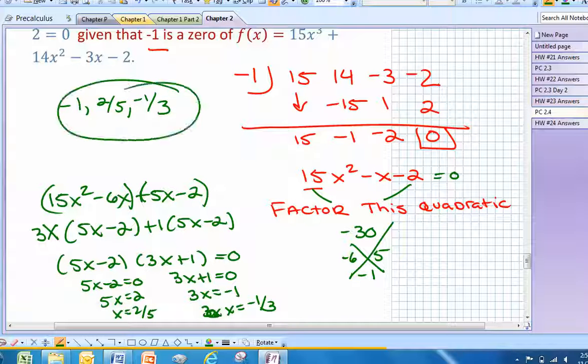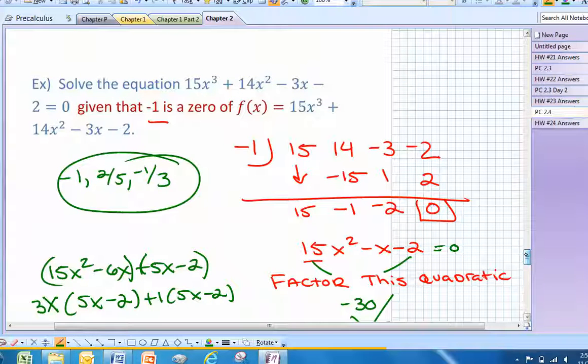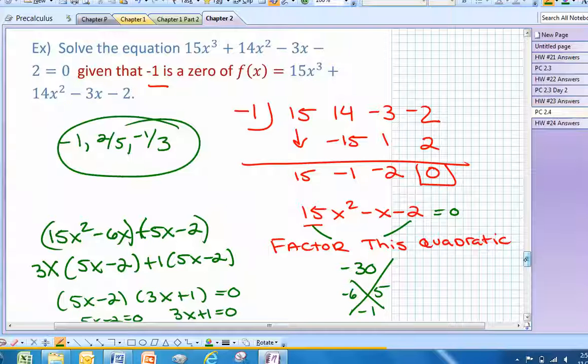And those are the three answers that it's looking for, because it says, given that -1 is a 0, solve the equation. Well, we found the other two that make it equal to 0. But in order to do that, we had to know what one of them was, and one of them was -1. And we used the synthetic division, the remainder theorem, figured out what the resulting polynomial is after I divide, and then factored that one to get our answers.